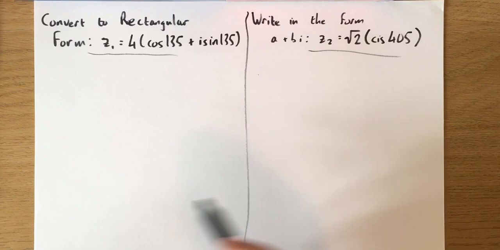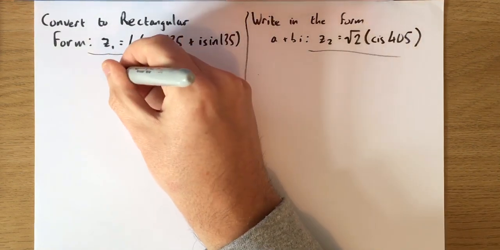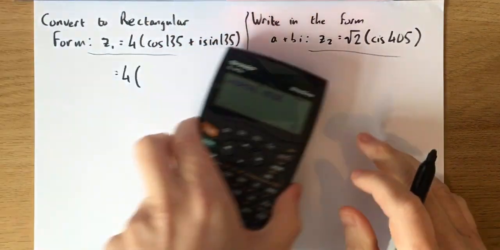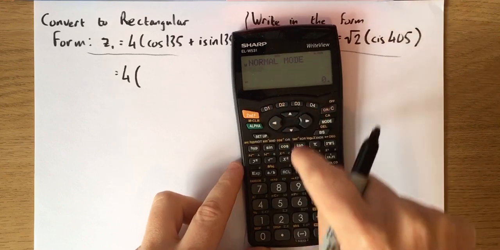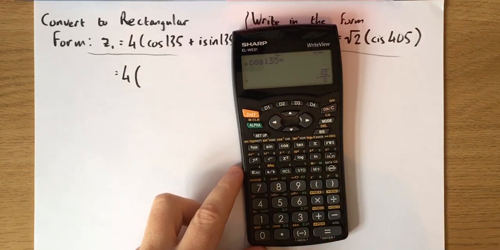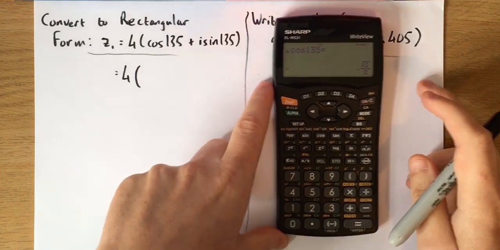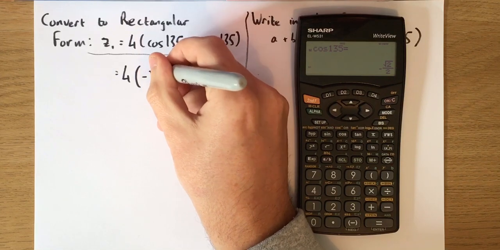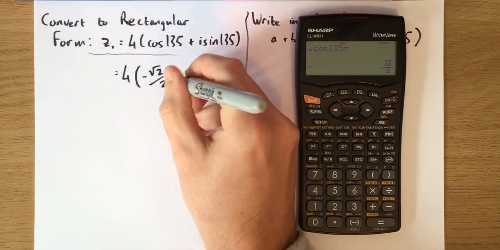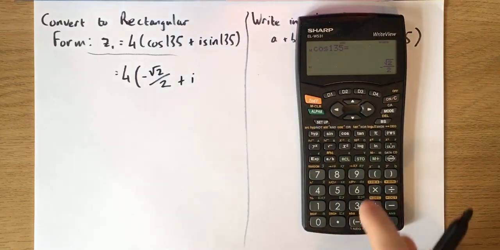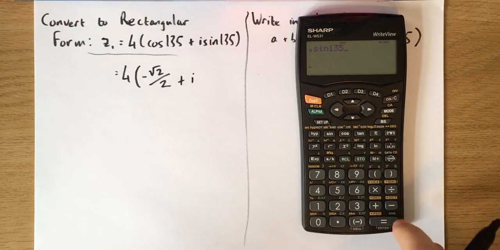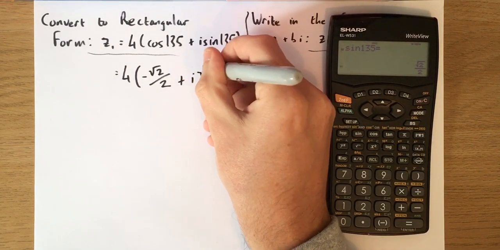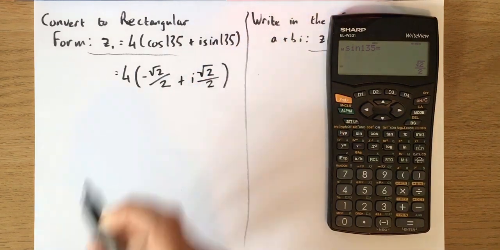These are straightforward enough. You're just going to evaluate them. So 4 times, and just figure out the cos of 135. I'm in degrees mode, so that's fine. So cos of 135 is minus root 2 over 2, plus i times the sine of 135. So sine 135 is equal to root 2 over 2. So i times root 2 over 2.